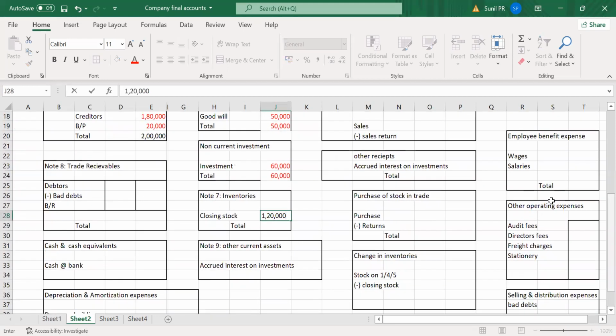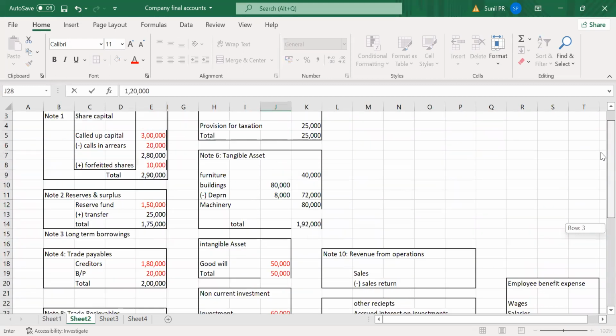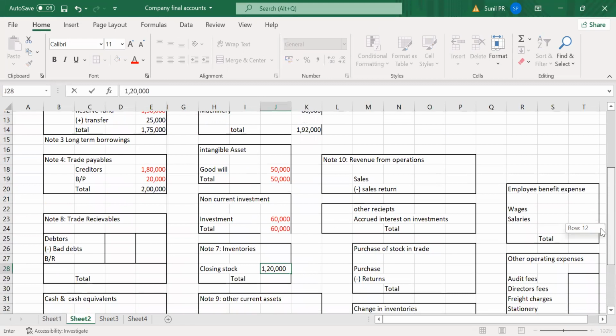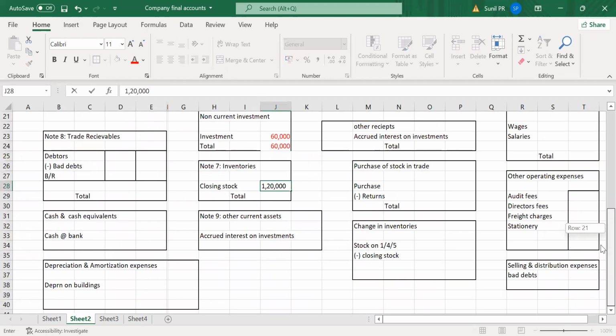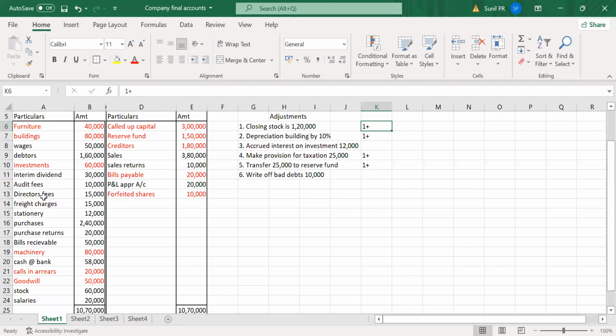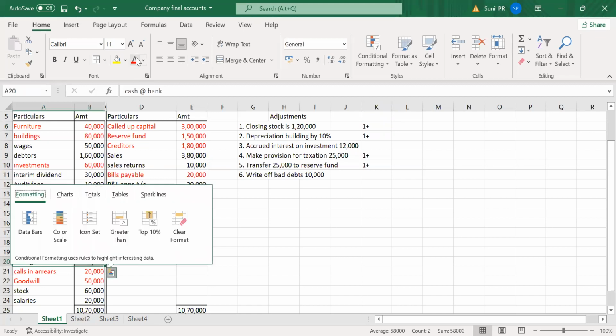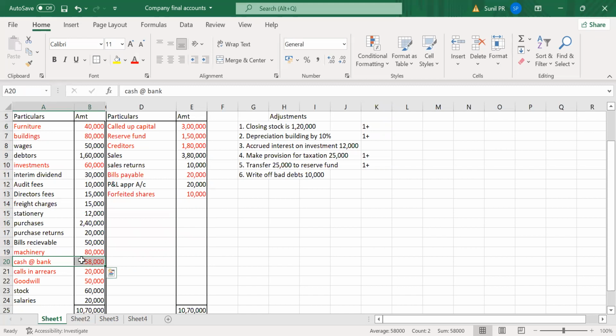Next. There is no note yet, sir. No adjustments. Only one thing is there. Next, note number 7 is over. Note number 8, you have cash and cash equivalents. Cash and cash equivalent means cash at bank, cash in hand. Any cash at bank, cash in hand is there? You just take it here. Yes, sir. Cash at bank. So amount is 58,000.